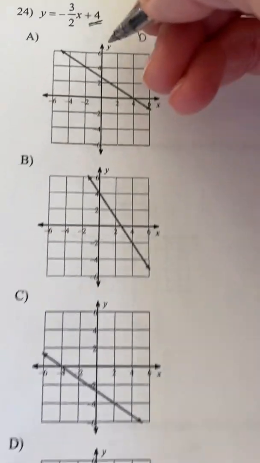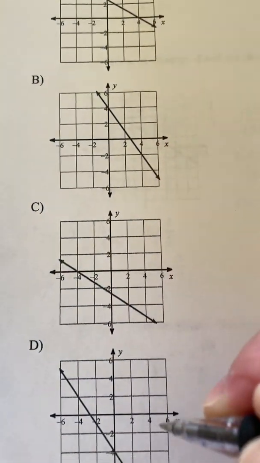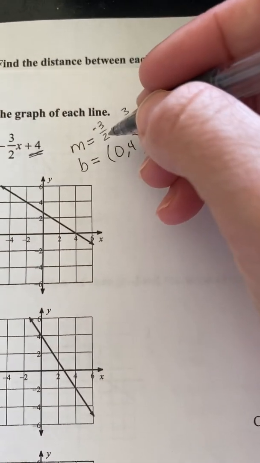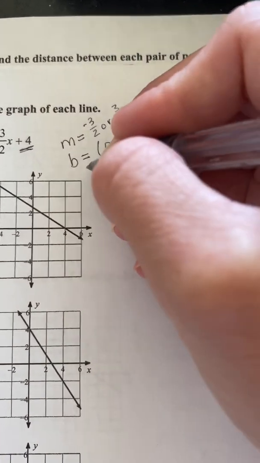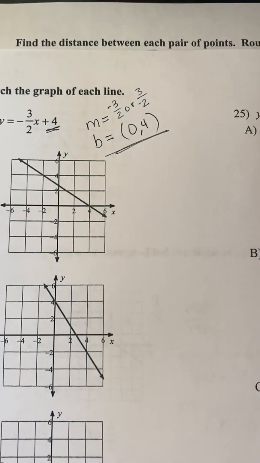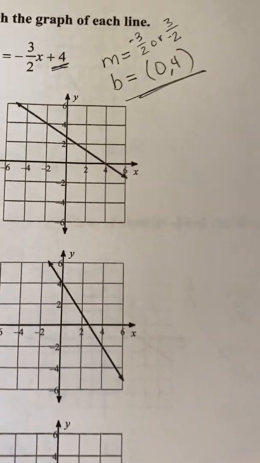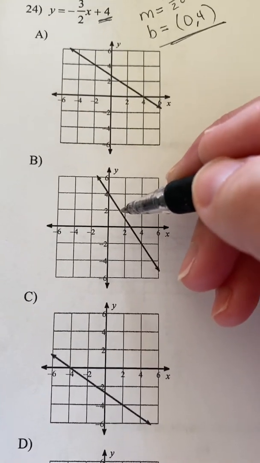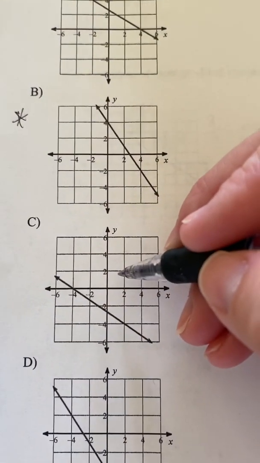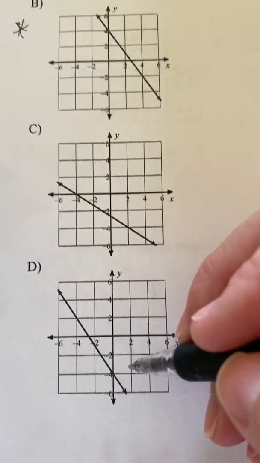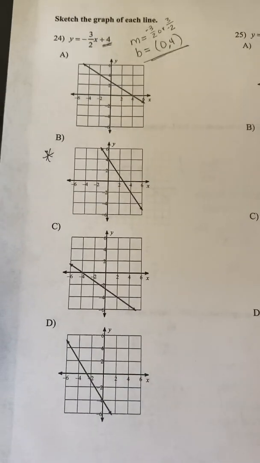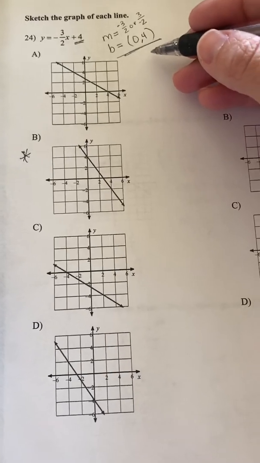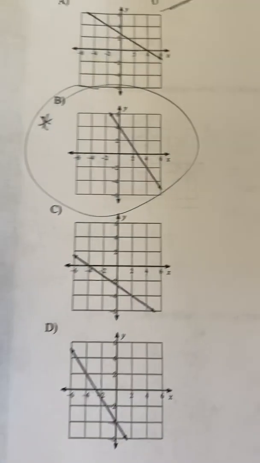So you want to go down here and you want to identify which graph has the same y-intercept and has the same slope. So I'm going to do just a little bit here. (0, 4). Let's see which one of these lines passes through (0, 4). This one doesn't. B does. So I'm going to put a little star there. C does not. D does not. So this one's going to be process of elimination. There's only one that goes through (0, 4). So that would have to be the correct answer.